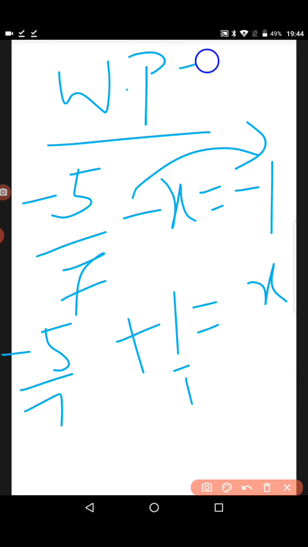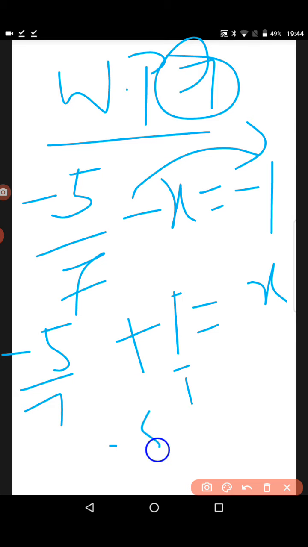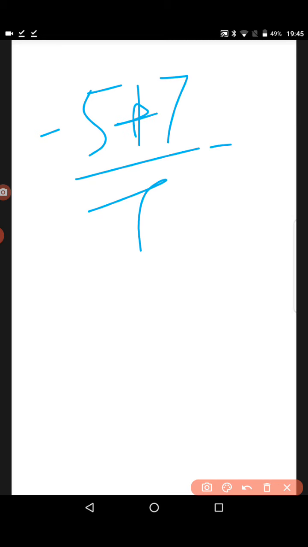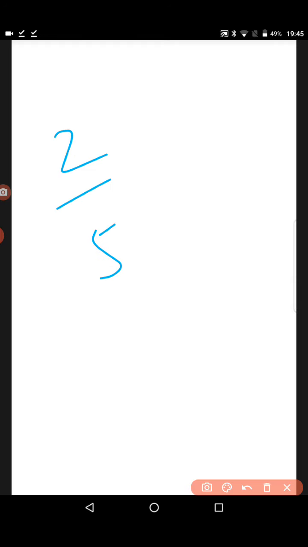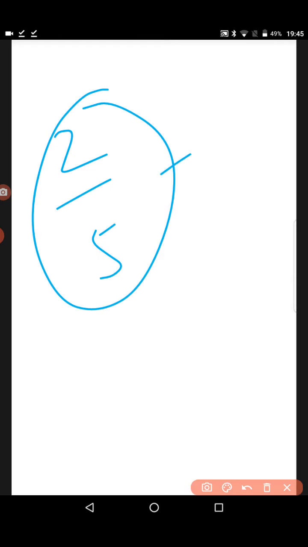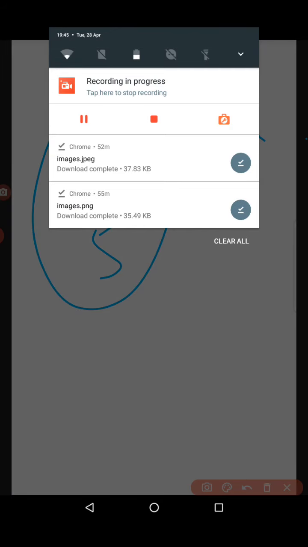The LCM is 7 only. So you should make this also 7. Now minus 5 plus 7 by 7, because we got the LCM as 7, so this is plus, which will be equal to x. Now when you do this solution, 7 minus 5, it is going to be 2 by 7. So this is the answer. x will be equal to this. So this is one of the word problems.